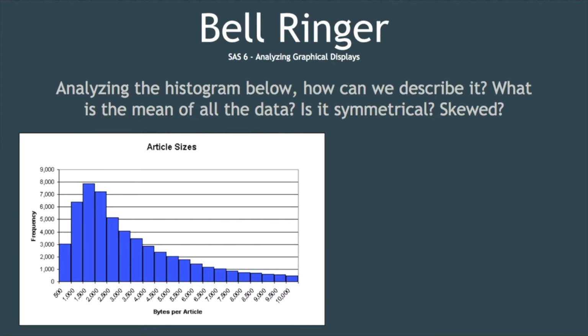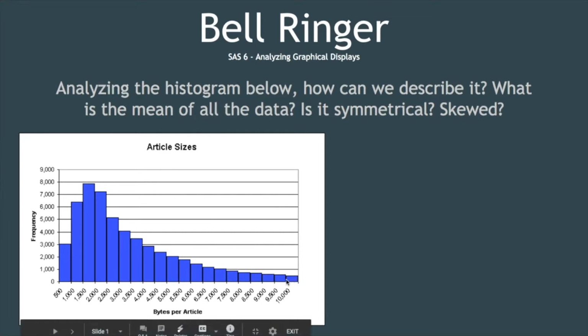Anyway, let's analyze the histogram below and let's describe it. What is the mean of the data? And is it symmetrical or is it skewed? First of all, what does mean mean? The word mean means average, okay? And the average would be something we would have to calculate.